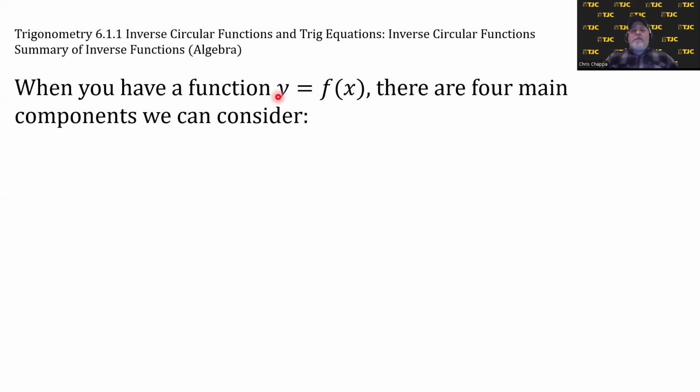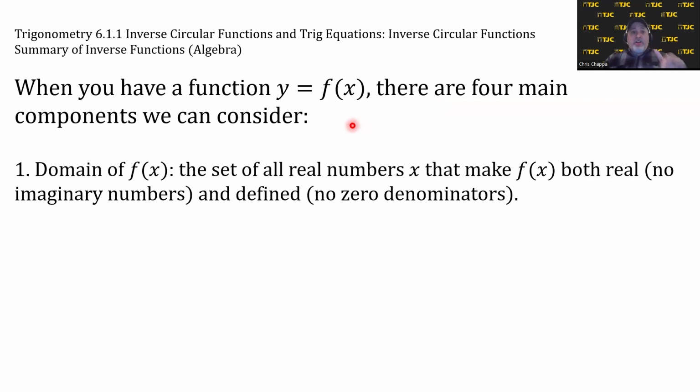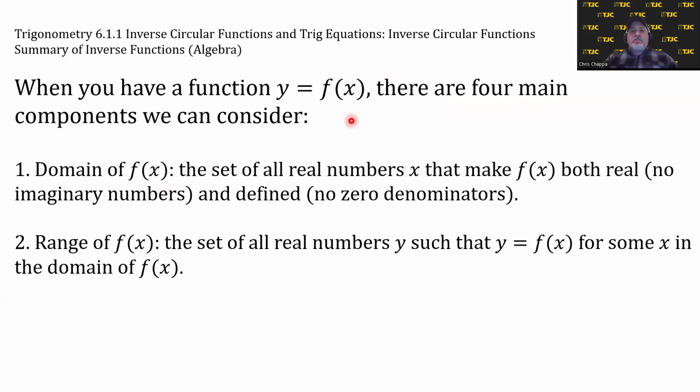Now, when you have a function, y equals f of x, there are four main components we can consider. Number one, the domain of f of x, defined as the set of all real numbers x that make f of x both real, so no imaginary numbers, and defined, no zero denominators, amongst other things. Number two, the range of f of x is the set of all real numbers y, such that y equals f of x for some x in the domain of f of x. In other words, the values that can be outputs to the function. Domains are inputs, range are outputs.